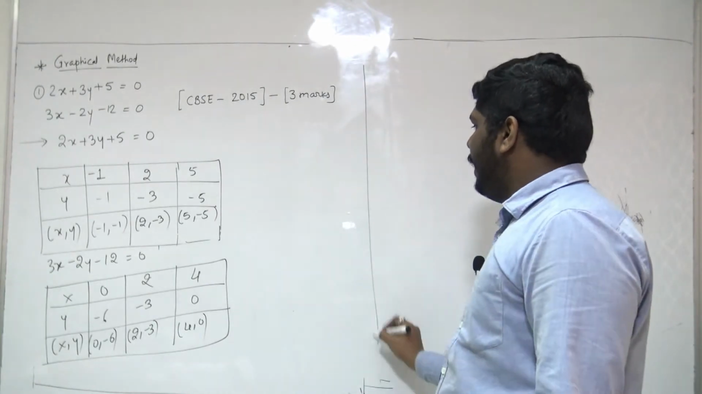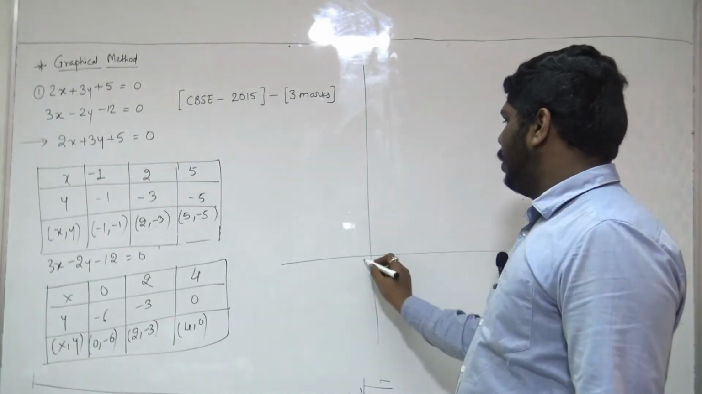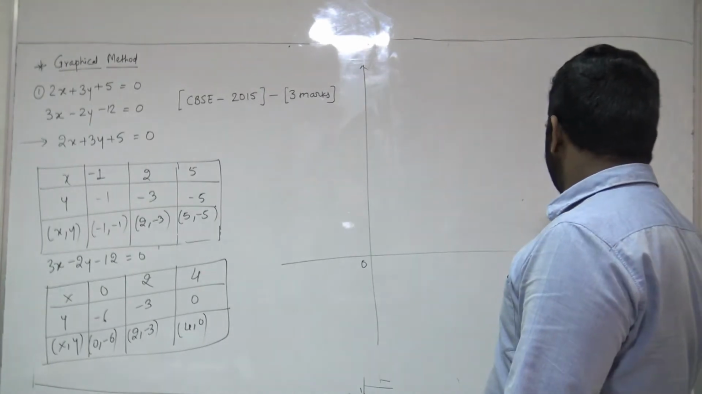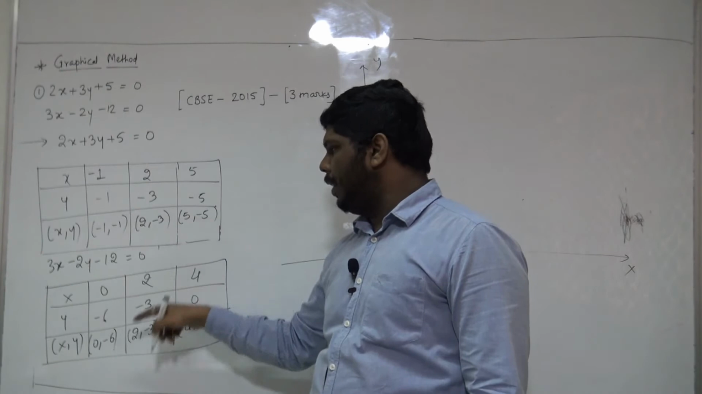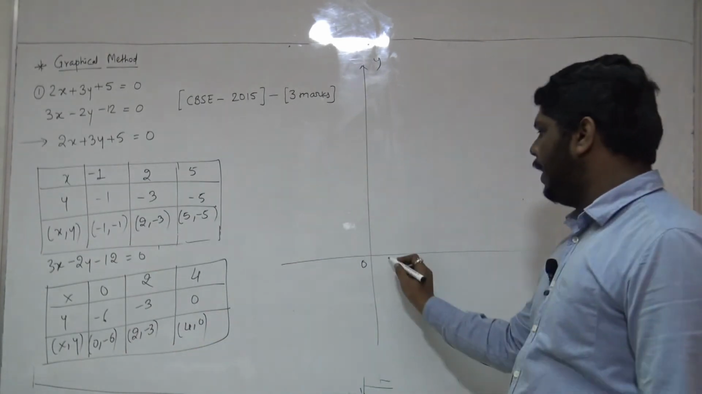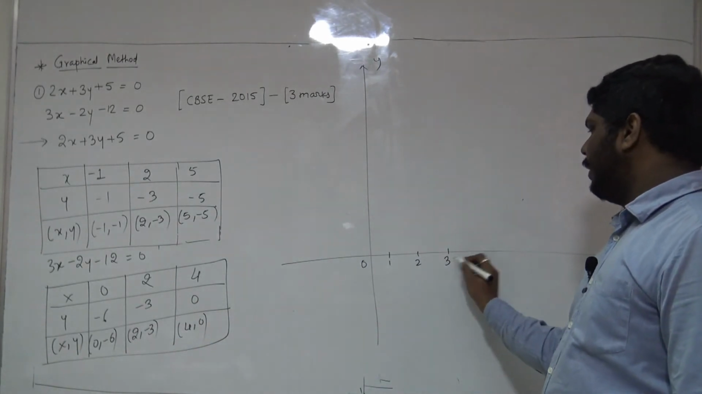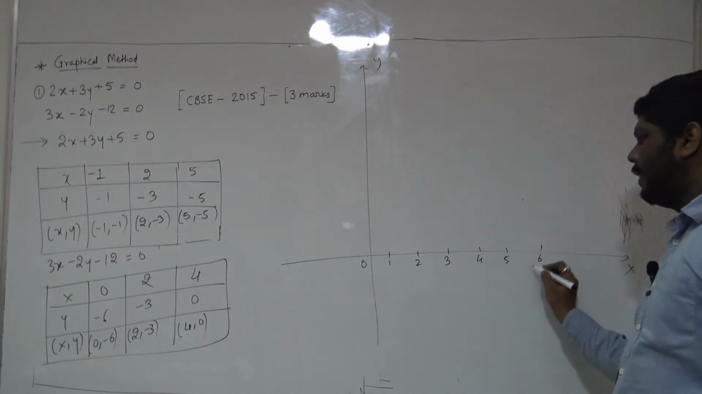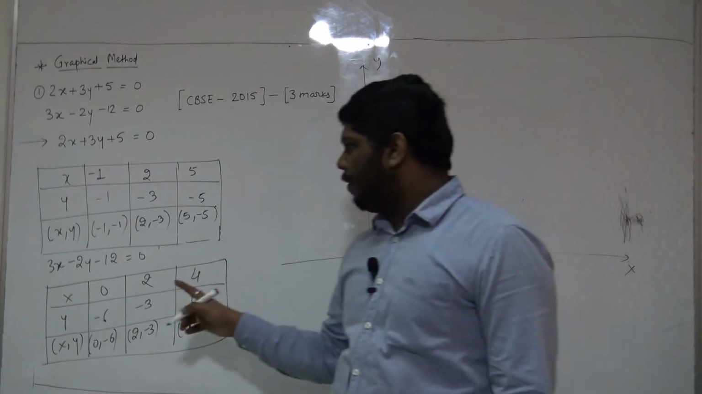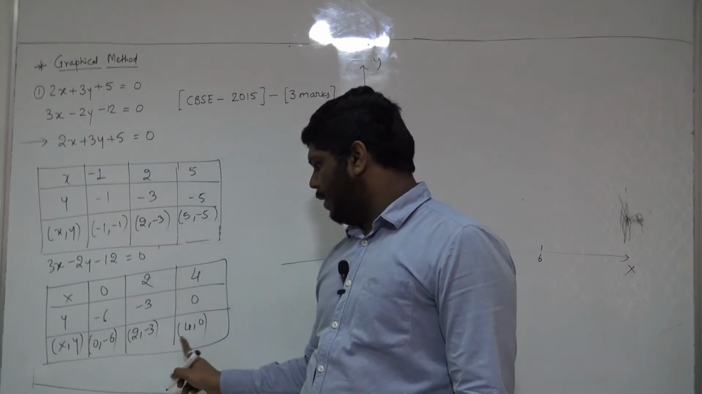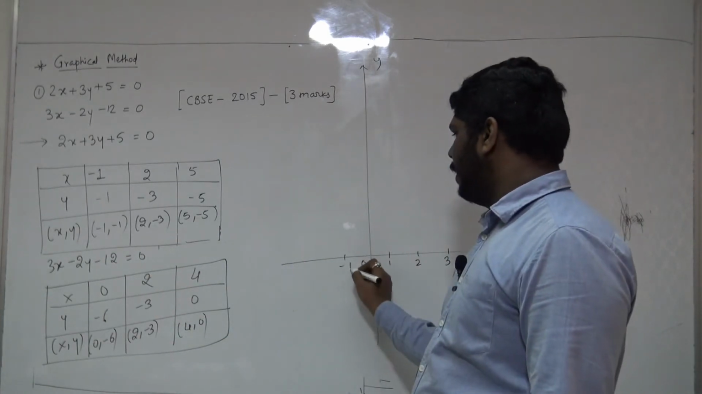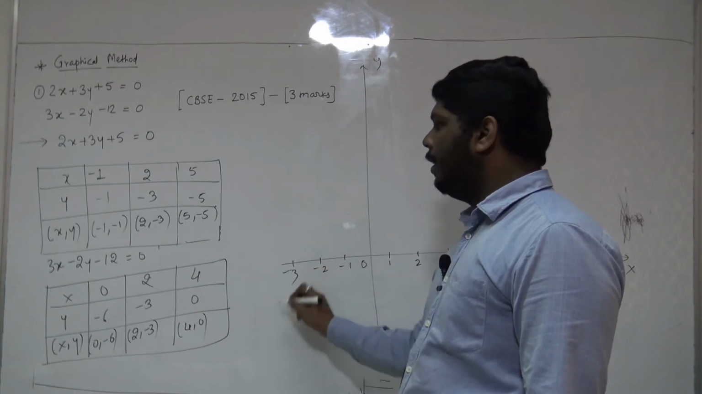Now we need the x-axis and y-axis, correct? Origin, this is x and this is y. The biggest x value is 5 here, so till 5 we have to go: 1 2 3 4 5 and 6, correct? Then the biggest value of negative x is minus 1, so minus 1 is enough for me. So minus 1, minus 2, minus 3, correct?